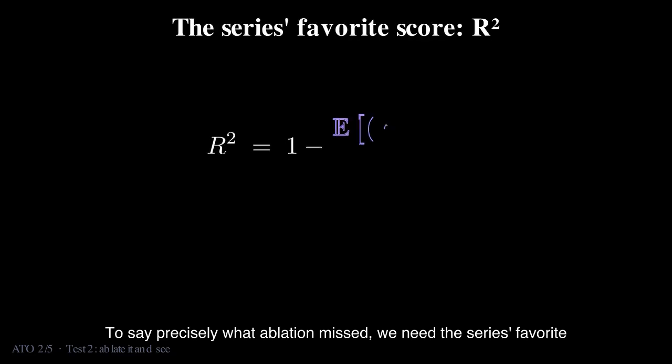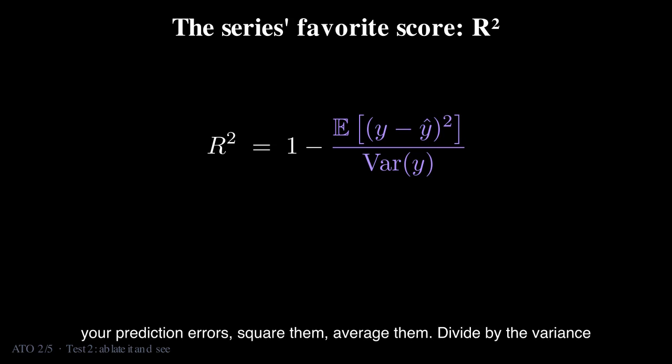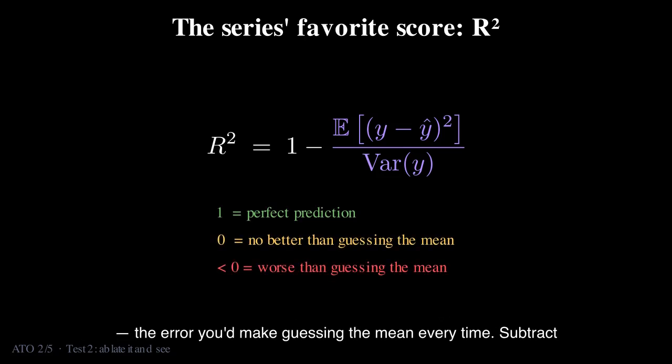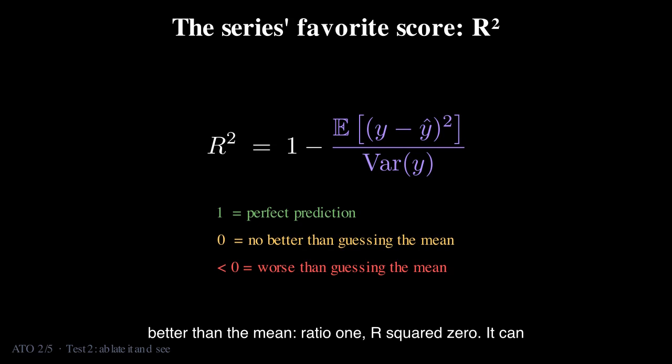To say precisely what ablation missed, we need the series favorite score, so let's define it once carefully. R squared measures how much better your prediction is than just guessing the average. Take your prediction errors, square them, average them, divide by the variance, the error you'd make guessing the mean every time, subtract from 1. Perfect prediction, error 0, R squared 1. Prediction no better than the mean, ratio 1, R squared 0. It can even go negative if you predict worse than the mean. That's it.